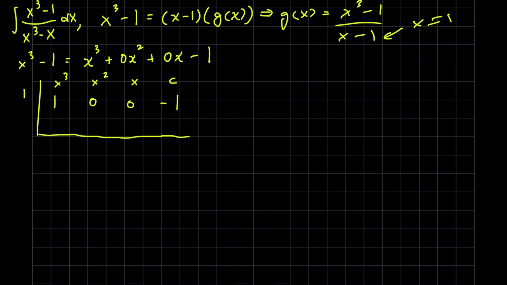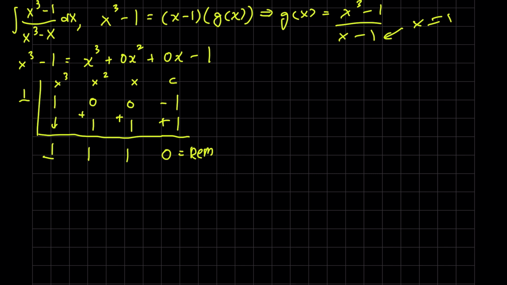What we'll do is bring down this 1, and then we do 1 times 1, but that's 1. We'll add 0 plus 1, but that's also 1. Do the same thing: we have a 1, add it, 0 plus 1 is 1. And then 1 times 1 is 1, so add 1. And −1 plus 1 is 0, and this is called our remainder.